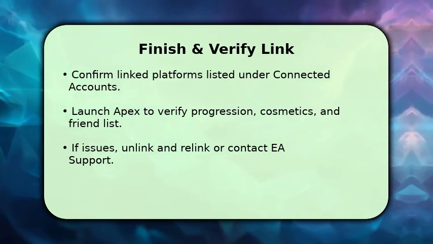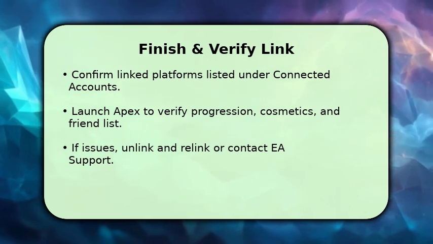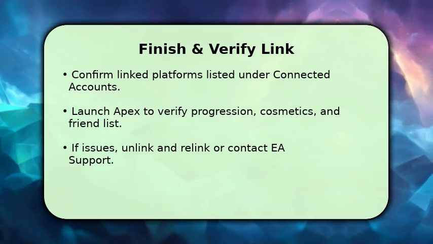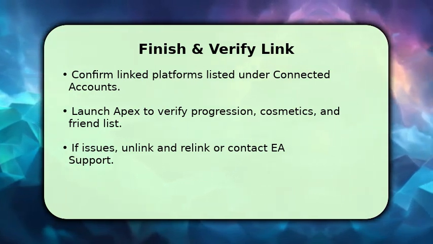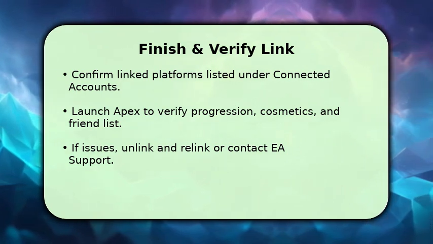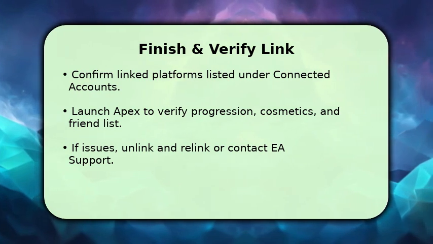Next, launch Apex Legends on the linked platform to verify progression, cosmetics, and friends synced correctly. Some items require a game restart. If something is missing, first unlink and relink the platform, then clear caches or restart the console/PC. If problems persist, contact EA support with your EA ID and platform.